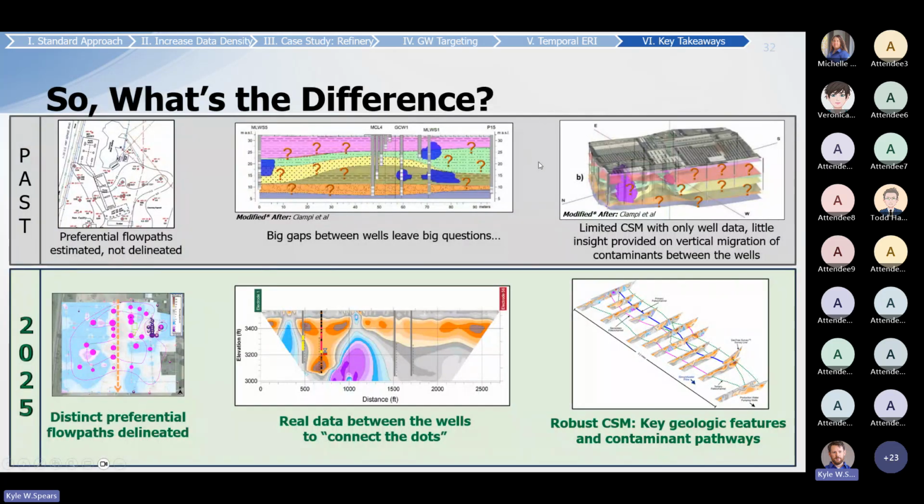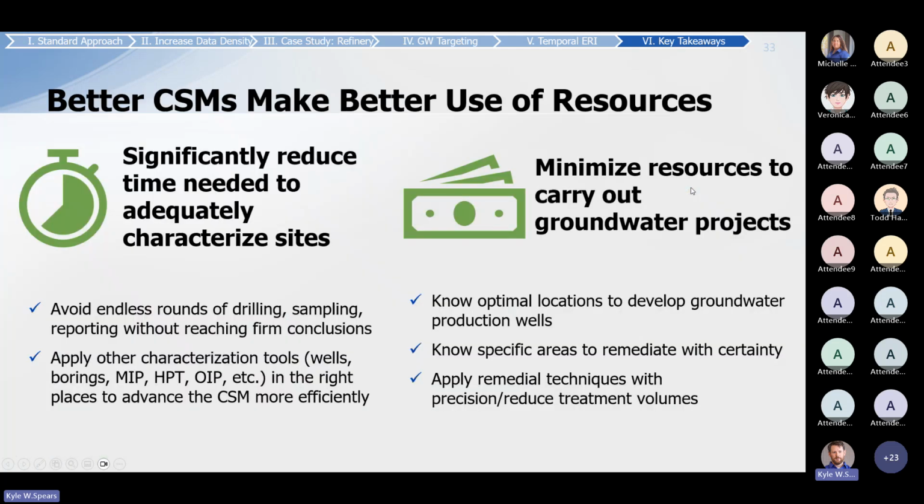And we want our 3D models to be data rich and provide good information across the whole domain, and not have the big question marks in between them. So again, to summarize, what we want to do is we want to avoid endless rounds of drilling, sampling, and reporting without getting to a good conceptual site model that you can take action on and get good remedial results or good groundwater yields. There are a lot of other good tools out there to use.